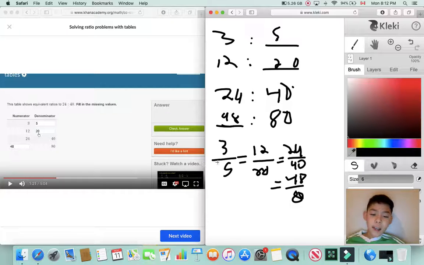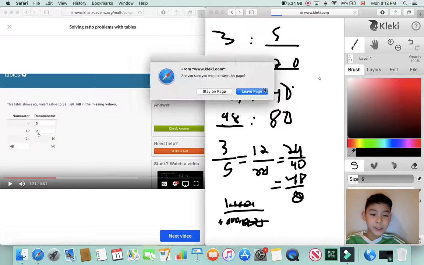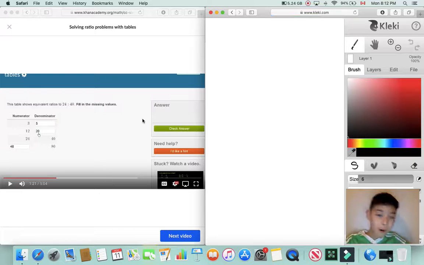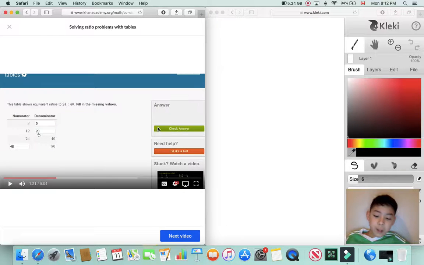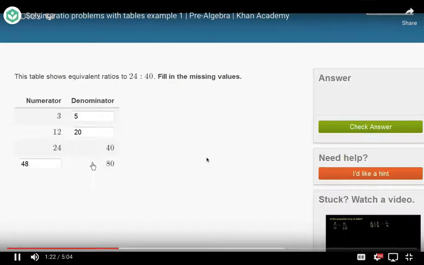Fractions. Let's say 1,000 divided by a million. Well, we can divide by 1,000, so it's just 1 divided by 1,000. So that's what you do. When you think ratios, think fractions. It's the same thing as 24 to 40. As you see ratios, think fractions. 8 to 80. Yeah, that sounds right.